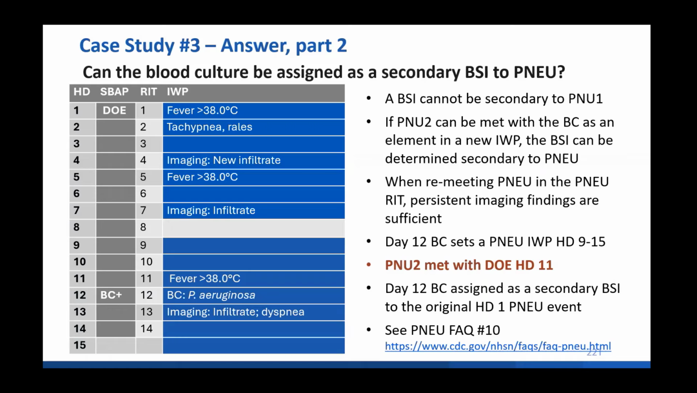And remember, as per Chapter 2, the original date of event, which in this case is day 1, and the original repeat infection timeframe, and the original secondary BSI attribution period do not change. And this scenario is covered in the pneumonia FAQ number 10 on the Pneumonia Facts webpage.